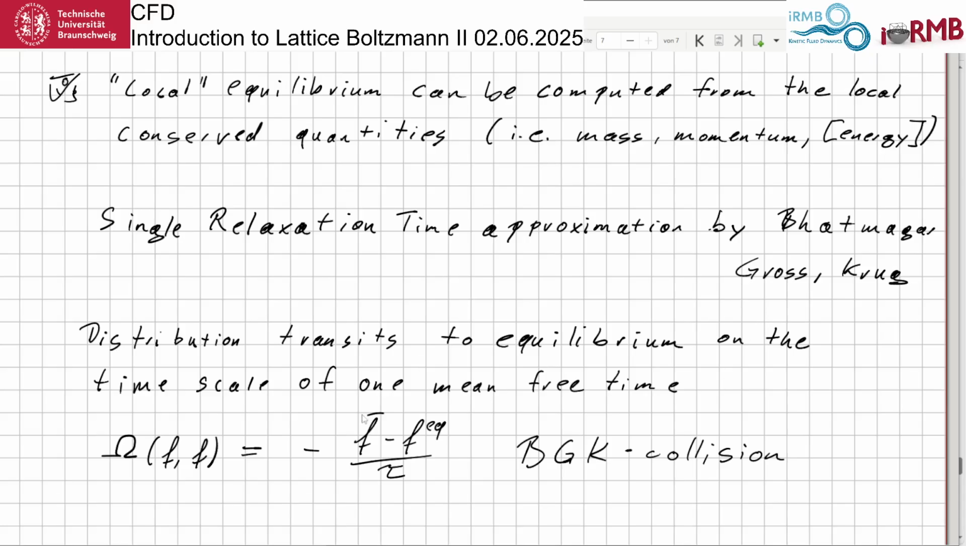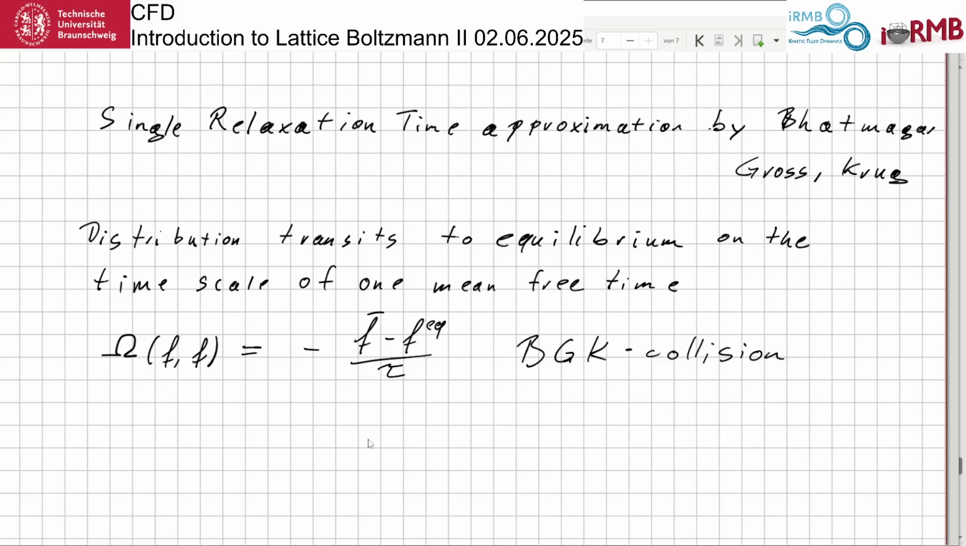And now I've written this F with the overbar. So what is the F with the overbar? This is not the way Bhatnagar, Gross and Krook wrote it, because they were not concerned with discretization. They were actually looking at the real Boltzmann equation. Now in the lattice Boltzmann equation, I remind you, we actually have two Fs, namely the F before the collision and the F after the collision.